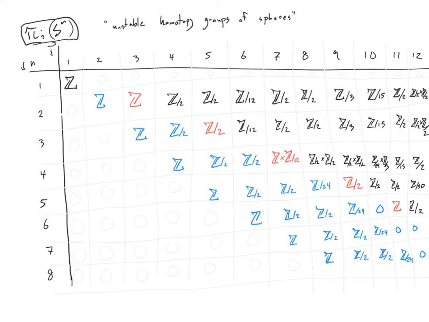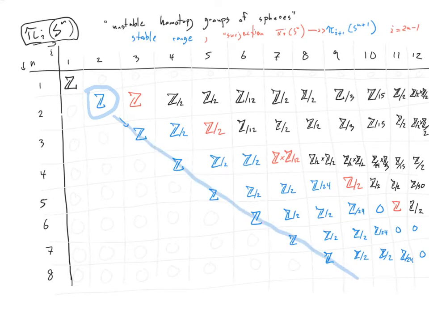But then these other groups, I've color-coded them. So the blue range is the stable range. And the red guys are the surjection from pi I of Sn to something that will then be in the stable range, pi I plus 1 of Sn plus 1. So these boundary things are where I is exactly equal to 2n minus 1. So you can see as we go down that Z starts existing here and then is the same as we go down along this diagonal. Z mod 2 starts existing here and goes down stably. Here's the third stable homotopy group of spheres, which starts existing here.